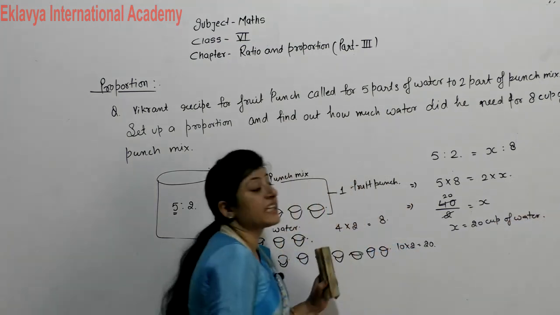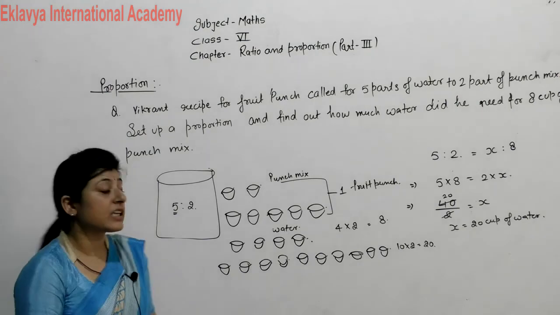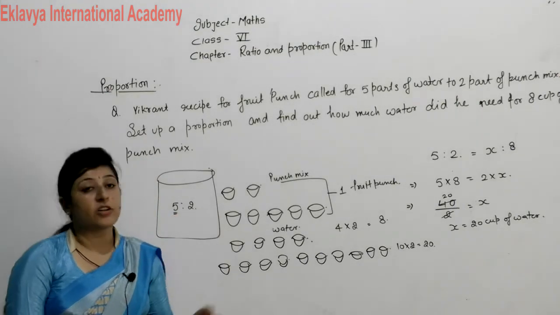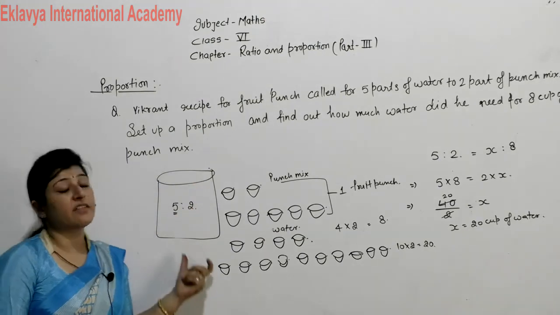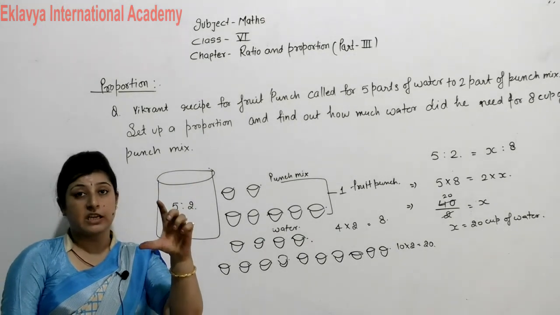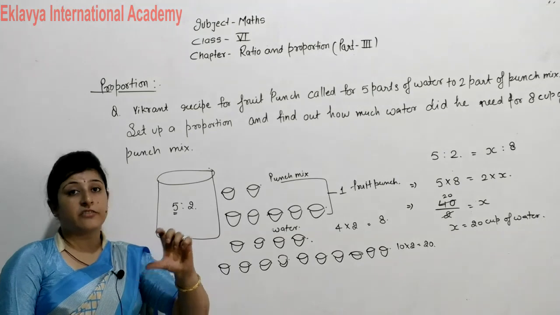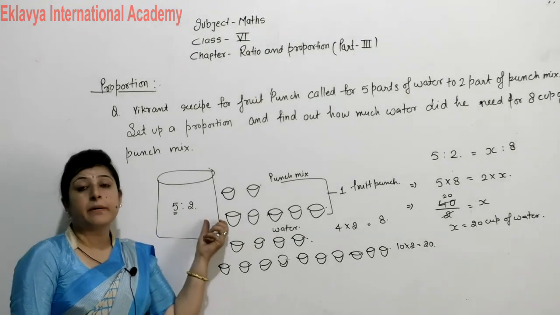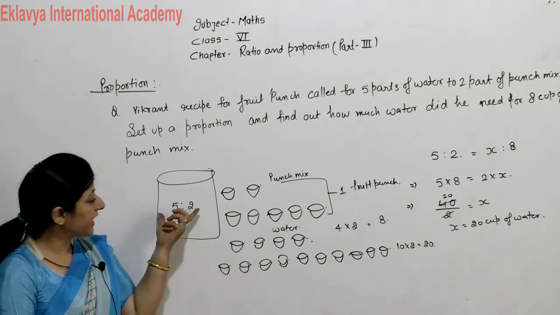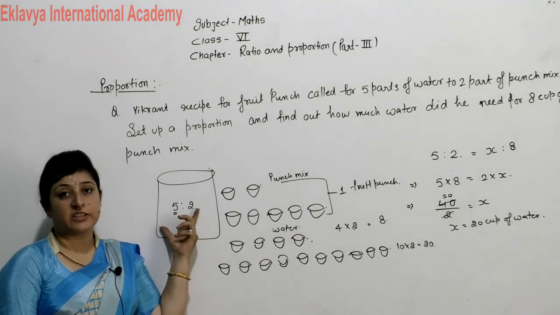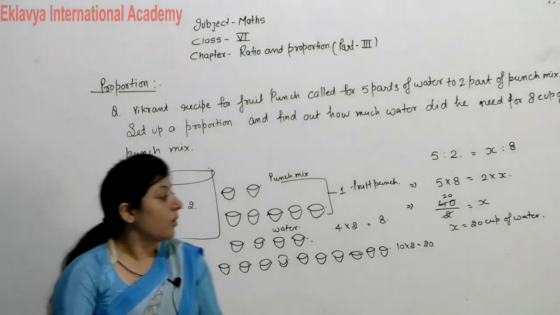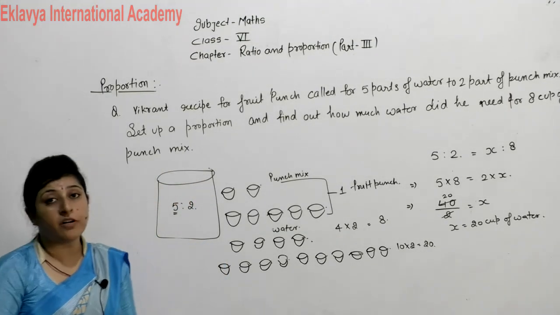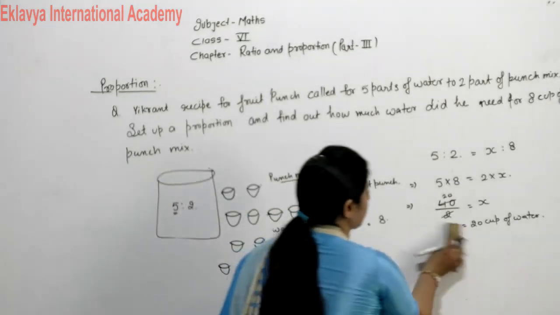If you are wondering why we are comparing punch mix and water directly, it is because we are making 1 glass of fruit punch, and there we are taking the things water and punch mix. That's why we can take the ratio directly. Okay, then we find x is equal to 20 cups of water.